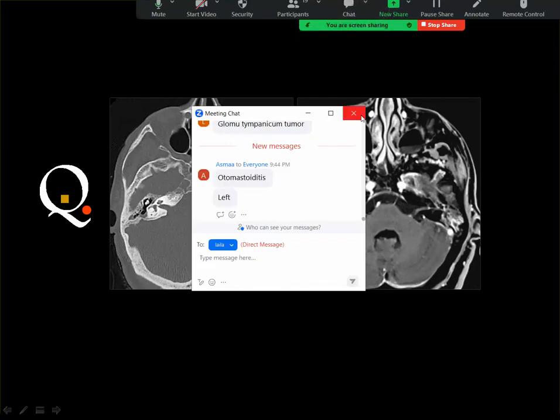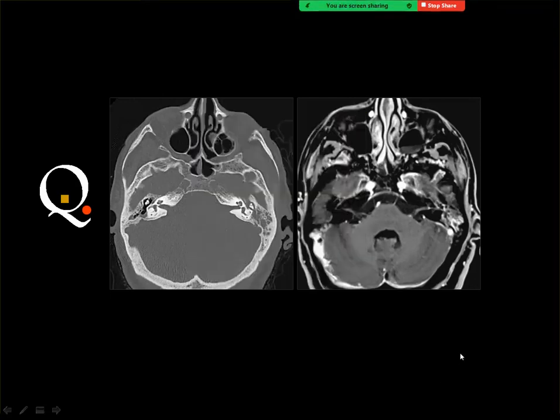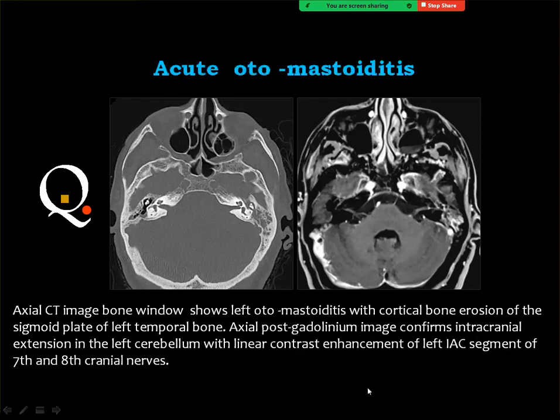Yes, this is automastoiditis. Yes, right. The diagnosis is right. You got an opacification of the mastoid and middle ear cavities. The ossicles are intact, and this is a simple case of automastoiditis.